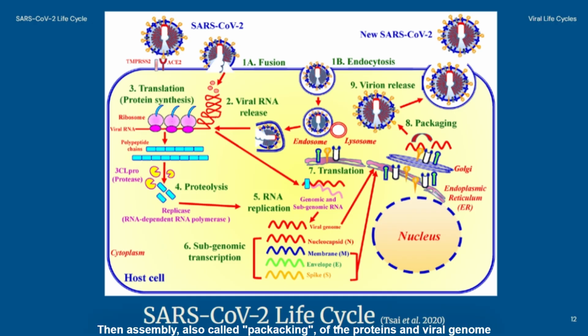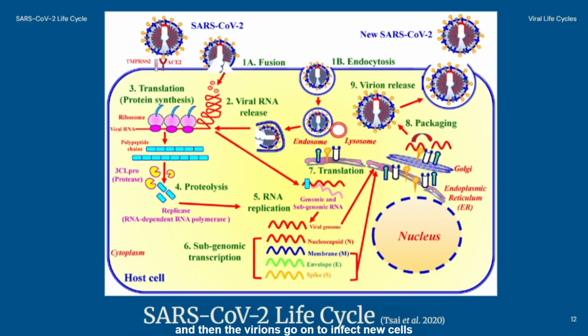Then assembly, also called packaging of the proteins and viral genome into new virions, occurs in the Golgi apparatus in step 8. The M protein organizes the assembly of new virions, while the N protein specifically packages viral RNA into a ribonucleoprotein structure within the capsid. The new virions are coated with a new lipid envelope derived from the host cell. In step 9, the virions are then released via exocytosis. Protein E is known to facilitate budding by causing curvature in the cell membrane during this step.